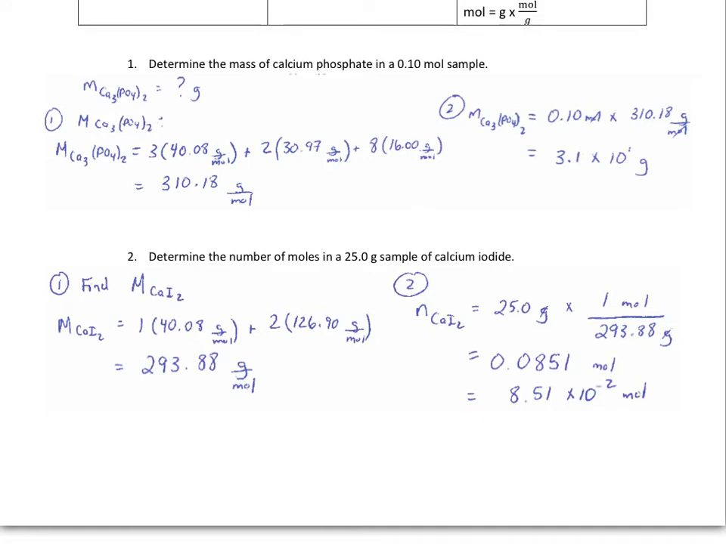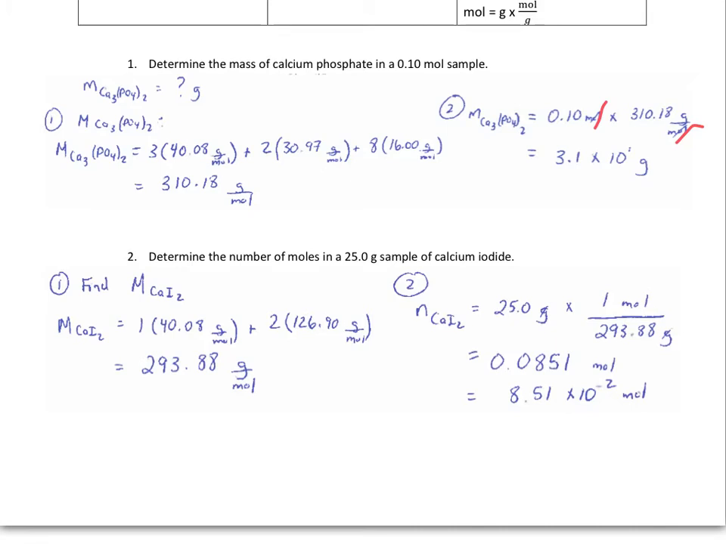We then take this value, which becomes our conversion factor, and we multiply it by the piece of information that we were given, the 0.10 moles, and we arrange the conversion factor in such a way that our number of moles cancel out. So that we have moles in the numerator, moles in the denominator. They will cancel out as shown here, and we are left with units of grams, which is what we want, and we write our value to the appropriate number of significant digits, which in this case is 2.